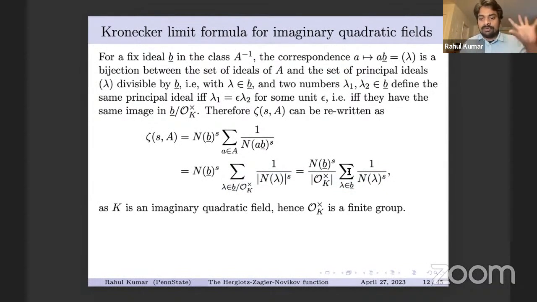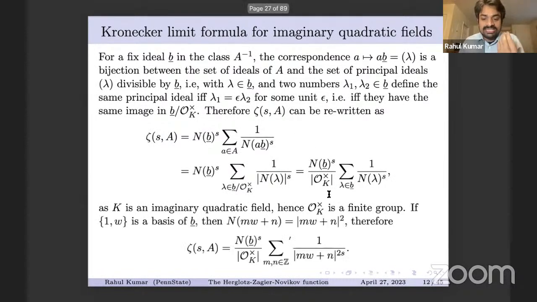So now that problem boils down to this expression, some infinite sum on the right hand side. What we can do is take a basis for your fixed ideal B, like 1, w, and then your lambda can be written in the form of that basis, m w plus n, and then you can evaluate that norm, |m w + n| whole square. So you can now write this partial zeta function in this form. And from here, Kronecker evaluated that Kronecker limit formula that we have seen on the previous slide.